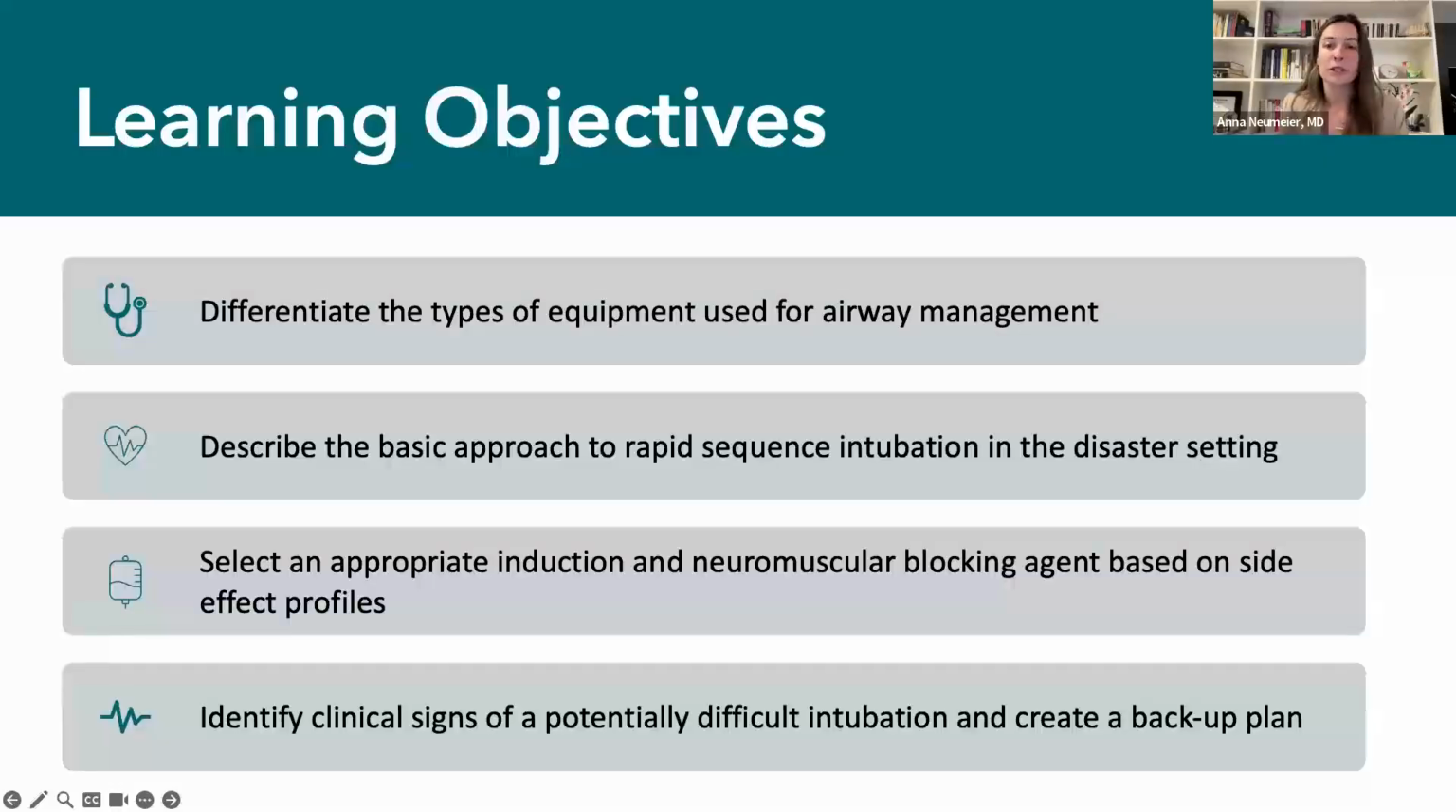Let's begin with the learning objectives for this session. By the end of this session, you will be able to differentiate the types of equipment used for airway management, describe the basic approach to rapid sequence intubation in the disaster setting, select an appropriate induction and neuromuscular blocking agent based on side effect profiles, and identify clinical signs of a potentially difficult intubation and create a backup plan.